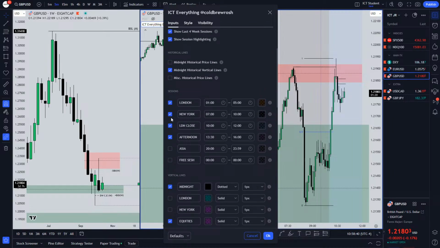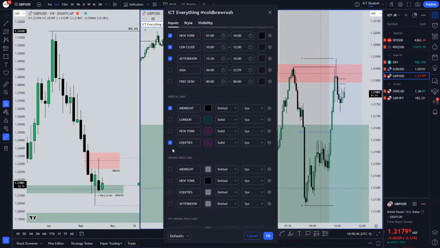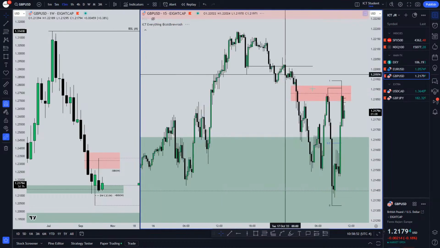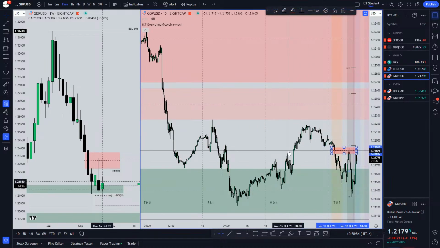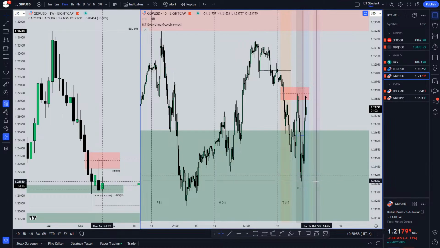So ICT everything, I have the sessions, basically the kill zones. Then I have a vertical line for when the midnight opening is, and then the equities, and then eventually I have the day of week labels, the text. You can see these vertical lines are ICT everything, and pretty much the text and the sessions. So it's basically everything all in one.